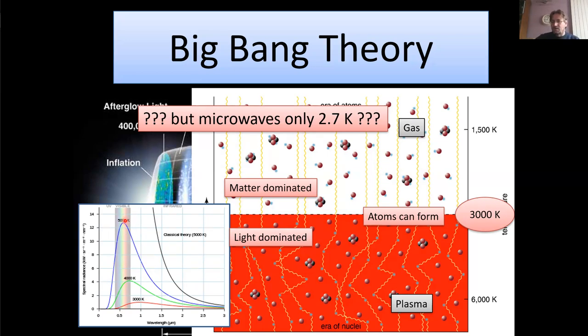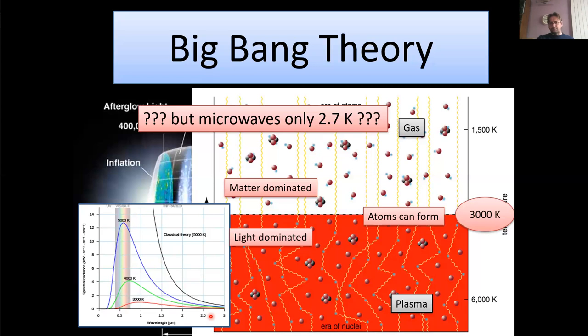What nonsense do I talk to you? I say we observe light that corresponds basically to 2.7 Kelvin, so something that is very cold, so minus 270 degrees Celsius. And on the other side, I tell you this comes from about 3000 Kelvin. What can happen in between? Well, 3000 Kelvin, it's reddish, but we talk now about something in the spectrum that is far, far more long wave.